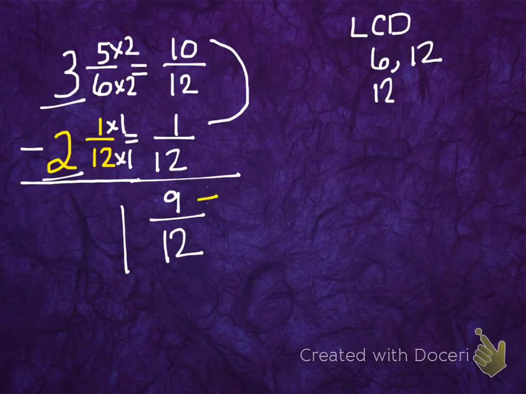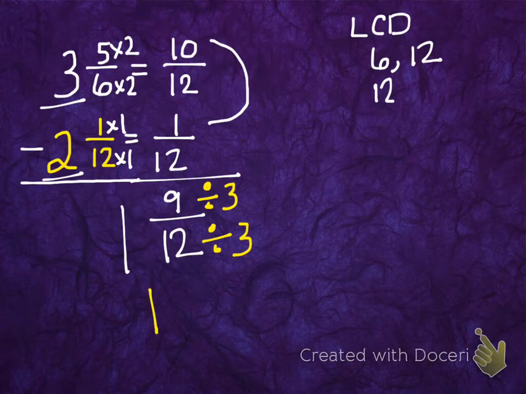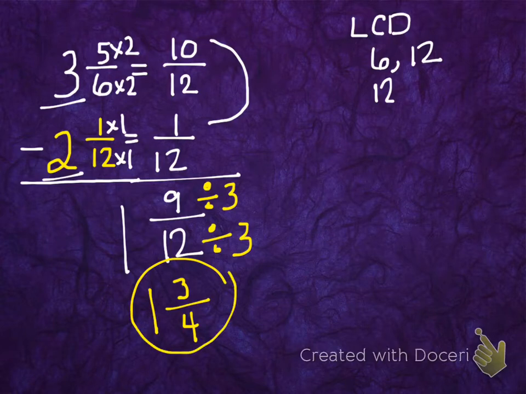I can divide 9 by 3 and 12 by 3. So I rewrite my 1. 9 divided by 3 is 3, and 12 divided by 3 is 4. So my answer here is 1 3/4. This problem was a little bit easier because you didn't have to regroup, but you still had to find the lowest common denominator. Let's try another one.